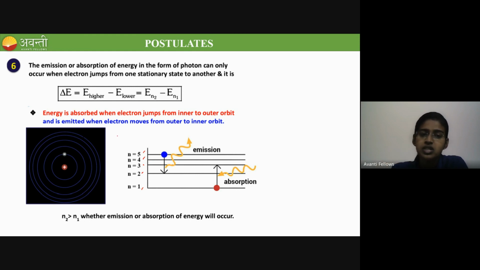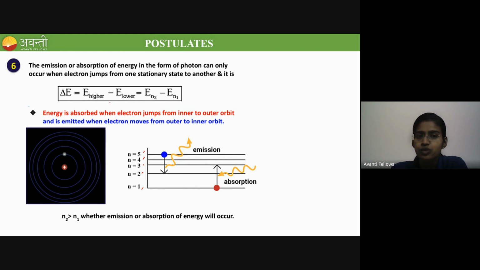Or if an electron is present in N is equal to 5, and if it tries to come to N is equal to 2, then what does it do? It emits the energy which it is having. That is the emission of energy. So it is absorbing the energy as well as it is emitting the energy. Those both things are happening in the form of photon. Okay, when electron jumps, it is absorbing, and when electron comes to the lower energy state, it is emitting the energy. So the change in this energy value is measured using this formula: higher energy state minus lower energy state.